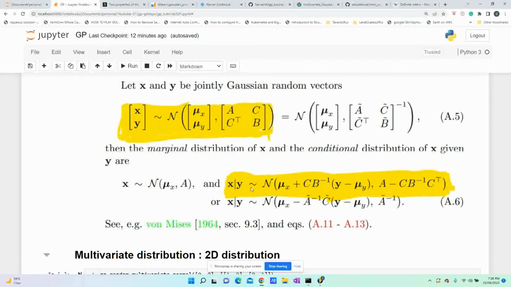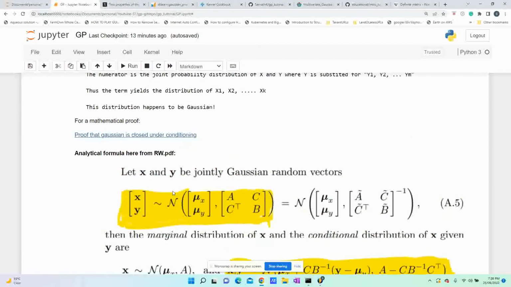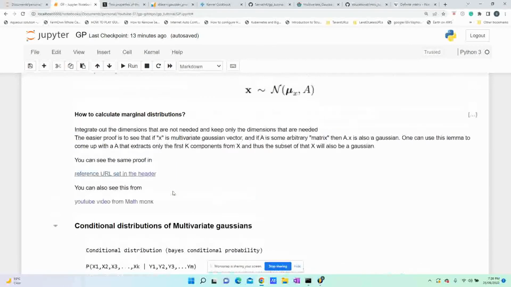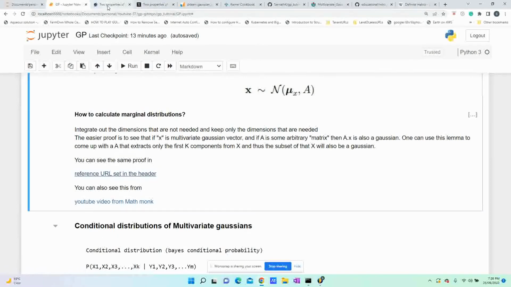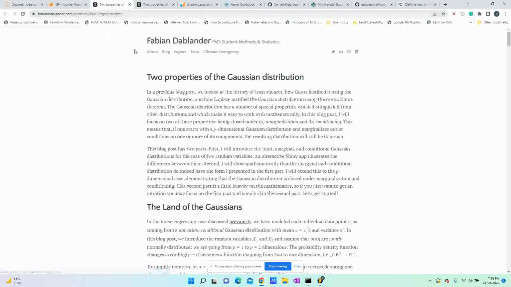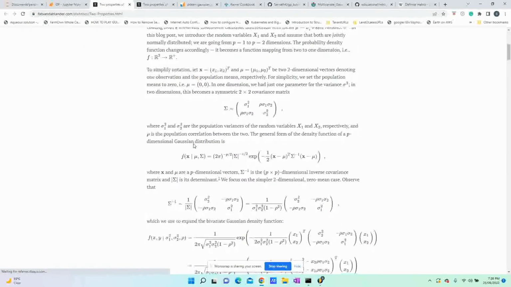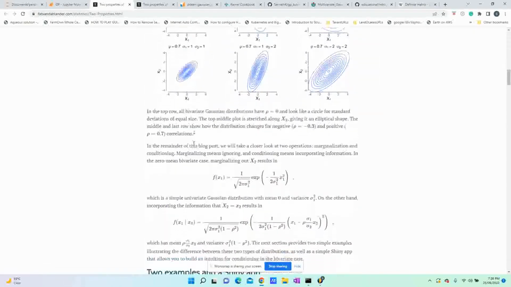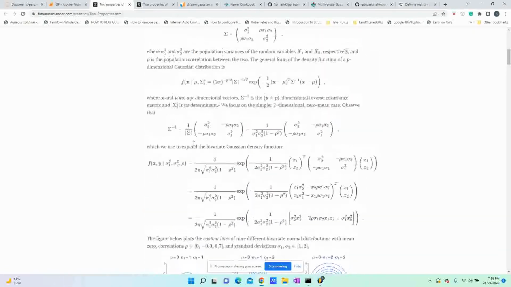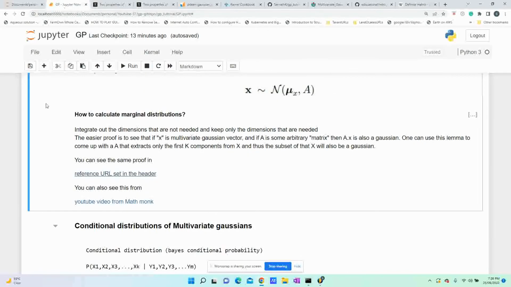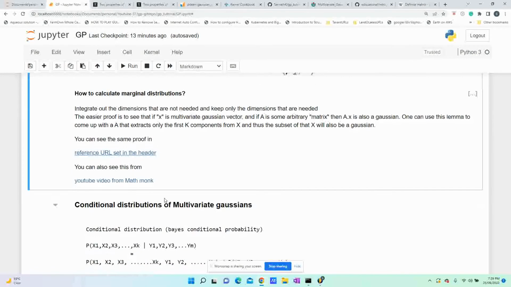So if you're interested to figure out why this is so, where it is coming from, I recommend this beautiful stuff from Fabian Dablander, where he derives both these formulas properly. For multivariate distribution, he starts with bivariate and then extends it to multivariate. Very detailed information is given. If you are interested in that, please do that. And there is also a YouTube video from Mathematical Monk. I like that video as well. It's pretty good.